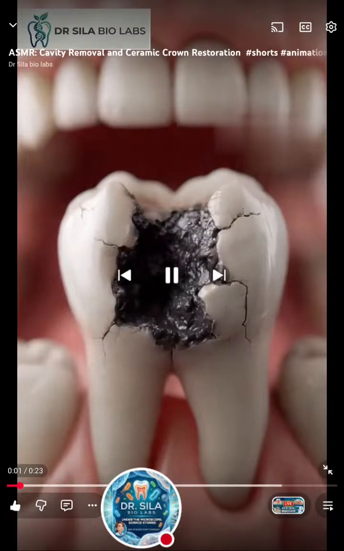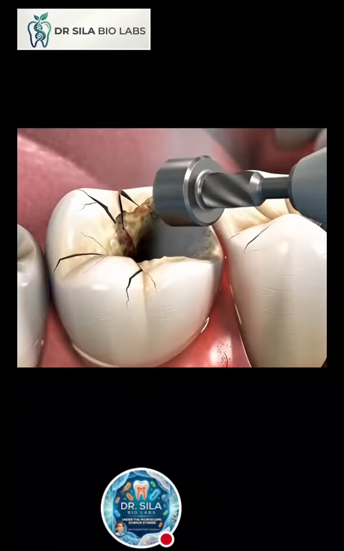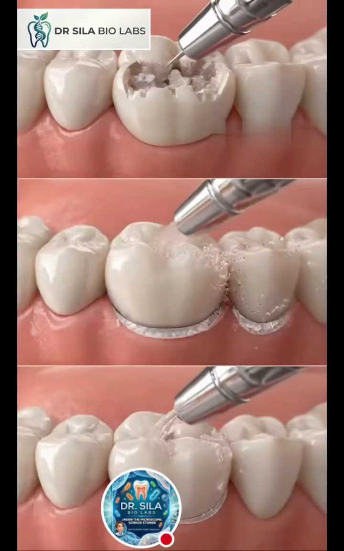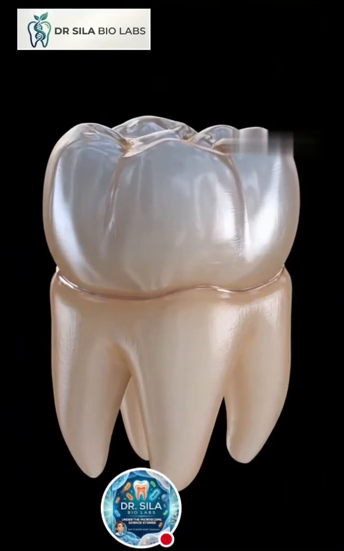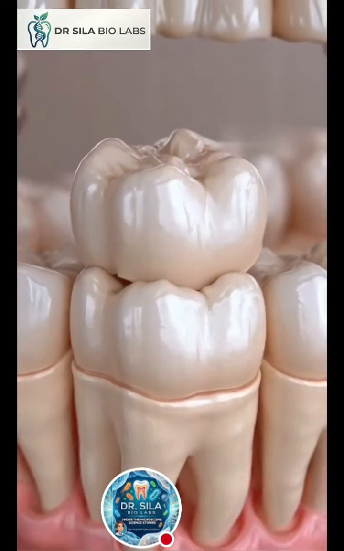This tooth is badly damaged by decay. First, the decay is carefully removed. The remaining tooth is prepared for a perfect crown fit. The tooth is now perfectly prepared to receive its ceramic crown. The custom ceramic crown is precisely fitted onto the prepared tooth.